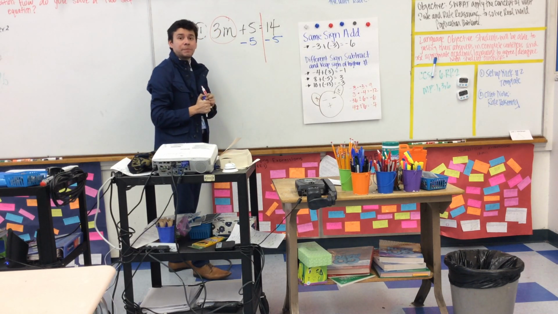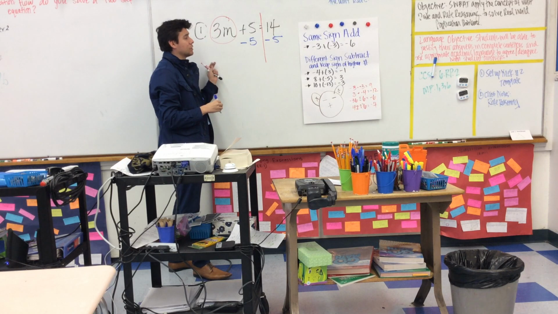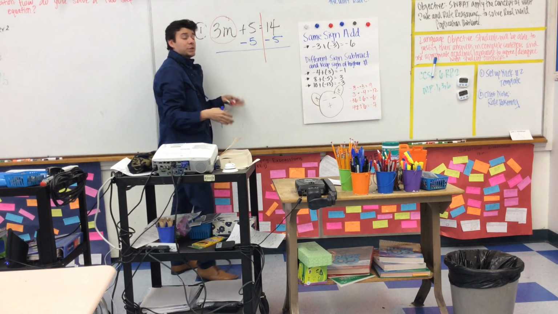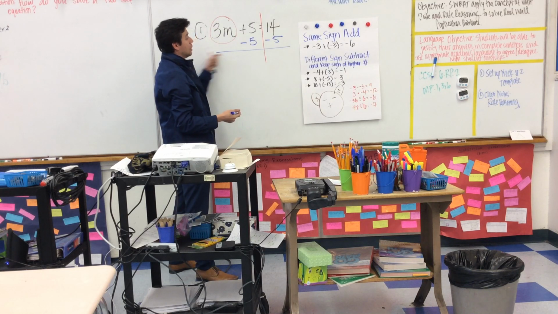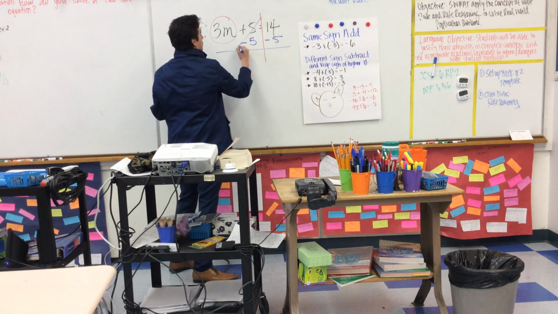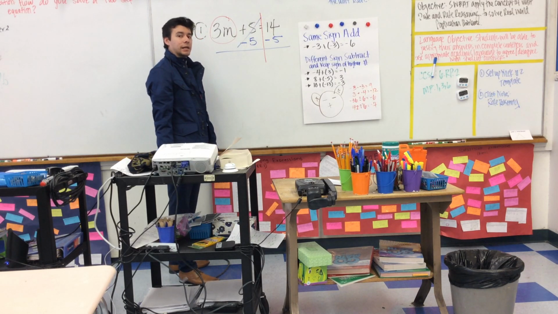A lot of you guys were skipping steps. Try to follow along and try to do these steps, okay? Again, these steps are going to help you a lot when we deal with multi-step equations. I draw my straight line through. 5 minus 5, that becomes a 0. So I cancel them out like that, okay?